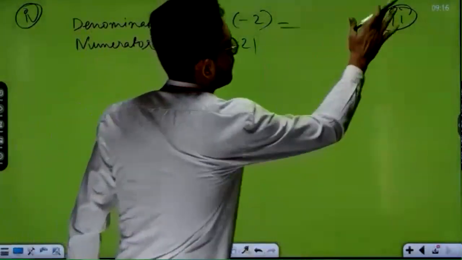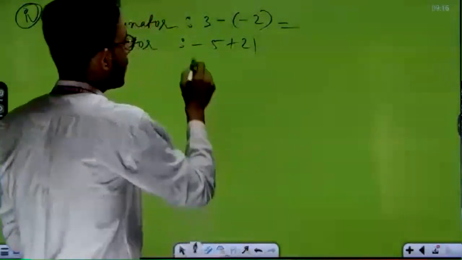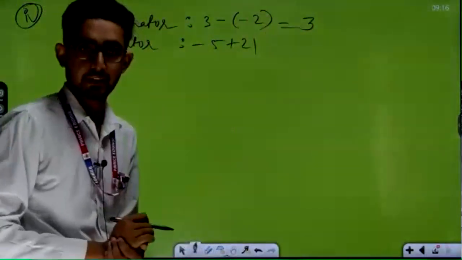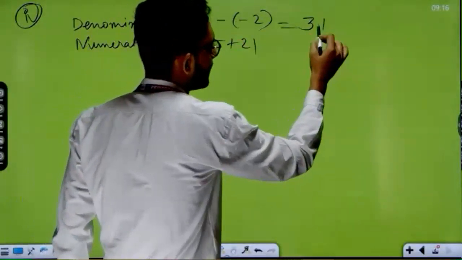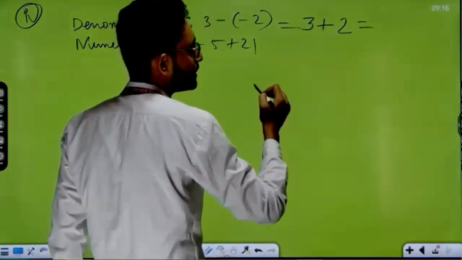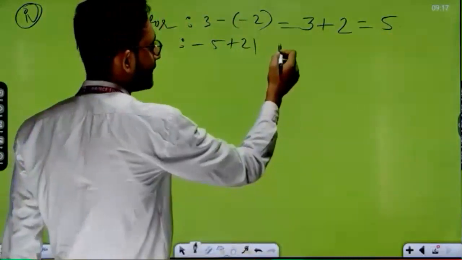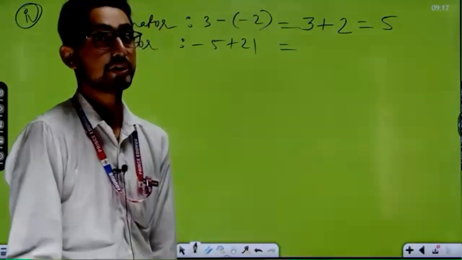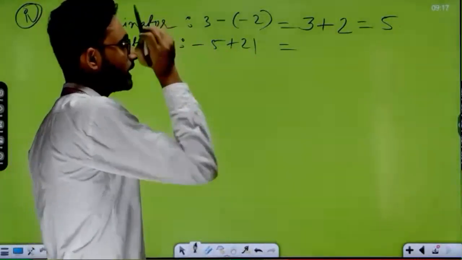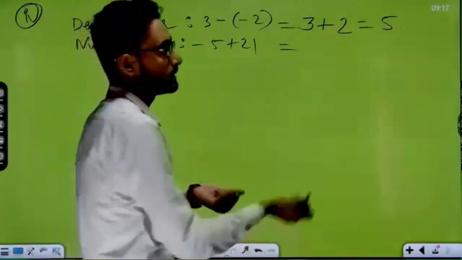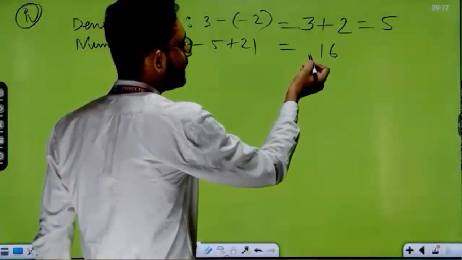See, first of all, what I have to do, check it properly. First of all, write down 3 as it is, and minus minus 2, and 3 plus 2 is equal to 5. 3 plus 2 is equal to how many? 5. And here if I solve minus 5 plus 21, then bigger number minus smaller number. So 21 minus 5 is 16, and before the bigger number which sign? Plus sign. So that's why your answer will be plus 16.